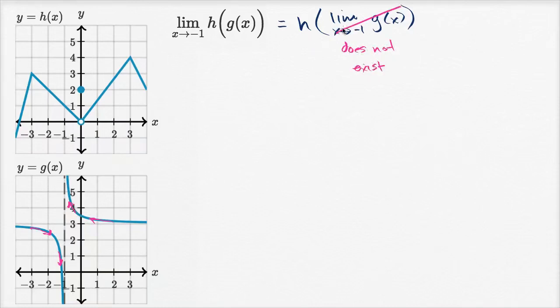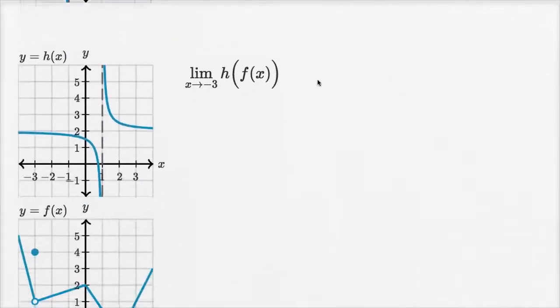So if the limit as x approaches -1 of g of x does not exist, there's no way that we can evaluate this expression. We can't find h of "does not exist." So this entire limit does not exist. Let's do one more of these.